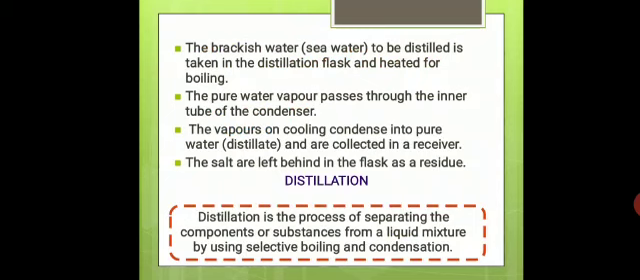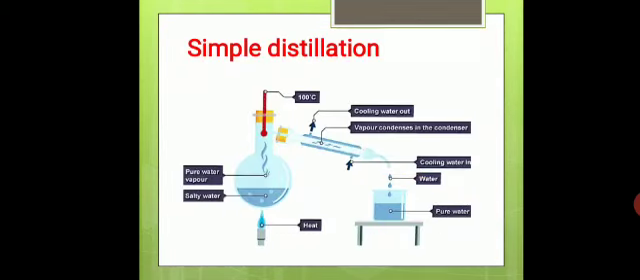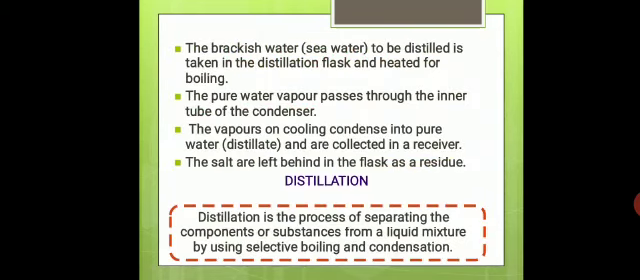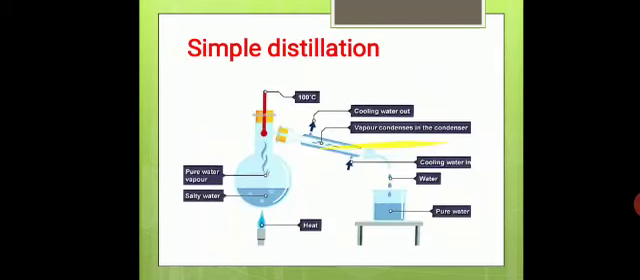We have to fill in that round bottom flask. What will happen? The pure water will start to vaporize. When it will start to vaporize, I will start heating the mixture or the solution. Then it will pass through the inner tube of the condenser. As it vaporizes, it will pass through this condenser here. Then it will be condensed and it will get collected in the receiver, that is this beaker.